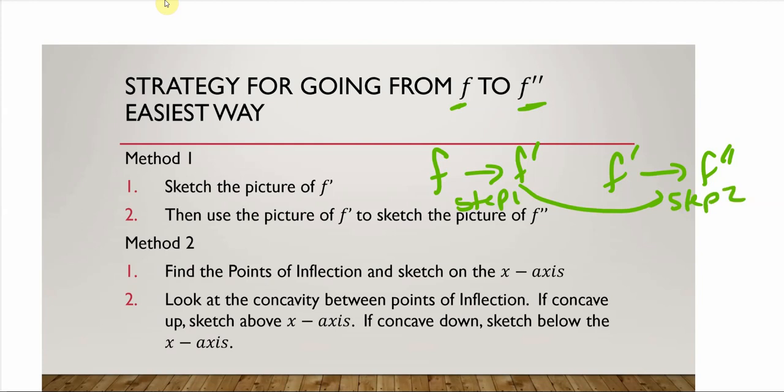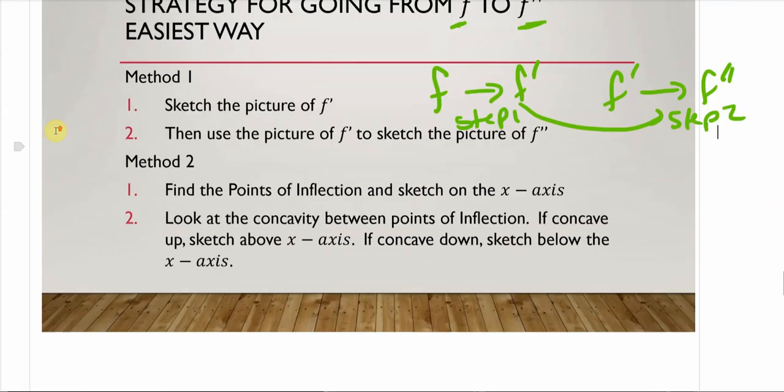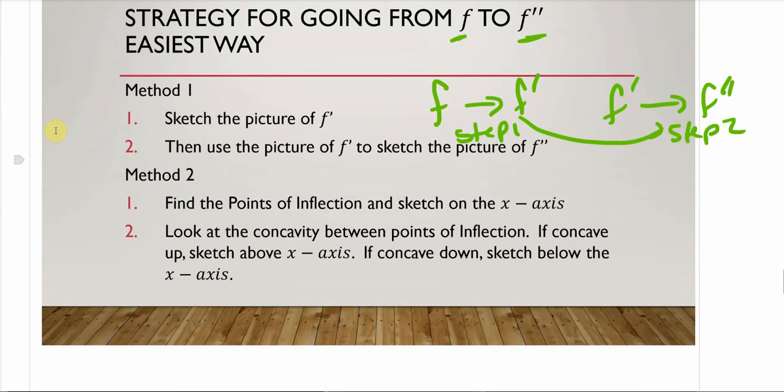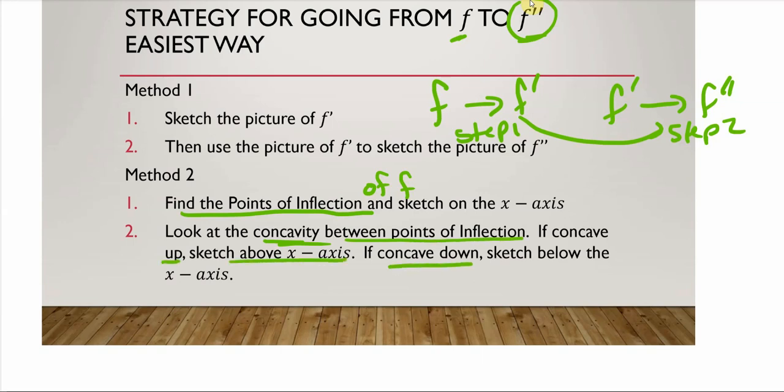That's method number 1. Now method number 2, for those of you that really understand f double prime, is going to be dealing with concavity. So I have to find the points of inflection of f, right? And we're going to sketch them on the x-axis. And then we're going to look at the concavity between the points of inflection. If it's concave up, we sketch above the x-axis. If it's concave down, we sketch below the x-axis. So I'm going to do the exact same problem, but I'm going to do it using both methods. So here we go.